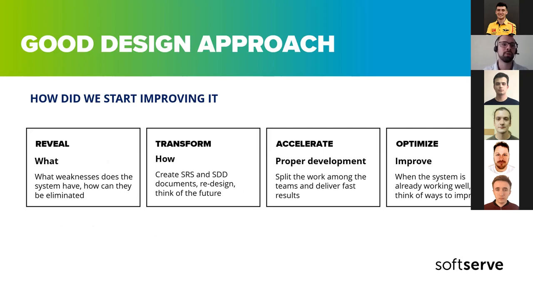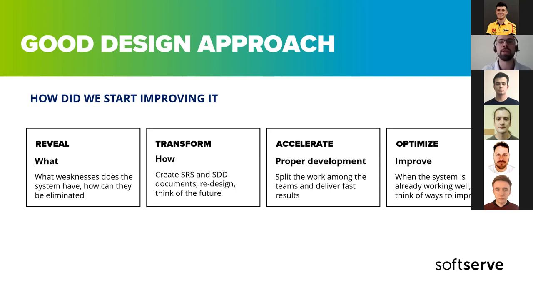The first one was to reveal the weaknesses. What weaknesses does the system have? How can they be eliminated? We did a similar process to what we were doing just now, and we defined what the weaknesses were and how they can be eliminated, transformed, changed, et cetera. The next step was the transformation itself. We created SRS and SDD and the testing documents, and we redesigned the system and thought of the future, how it will work, how we would scale it, and what we should use, et cetera.